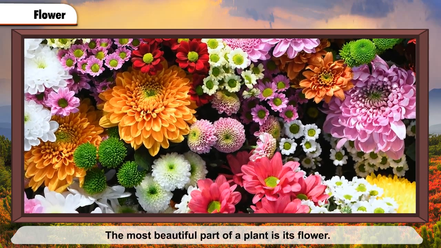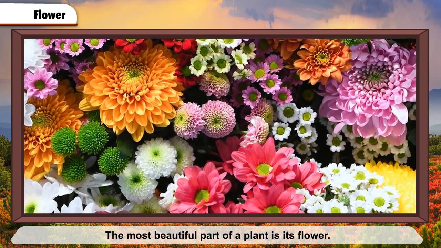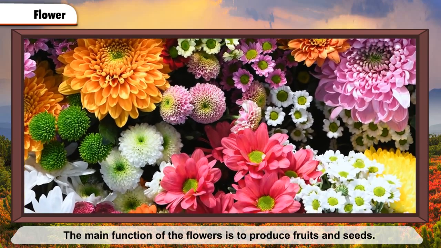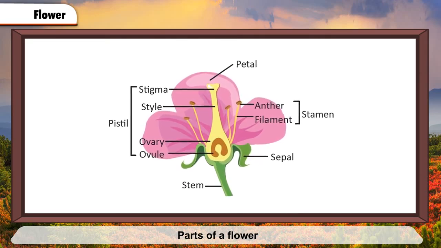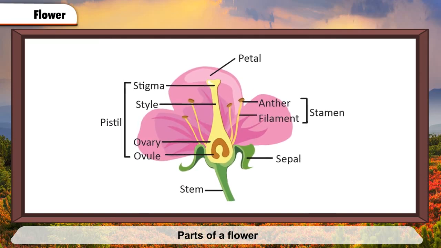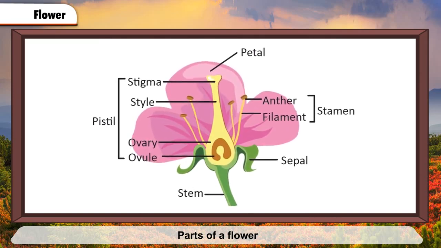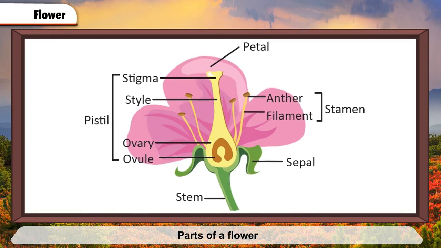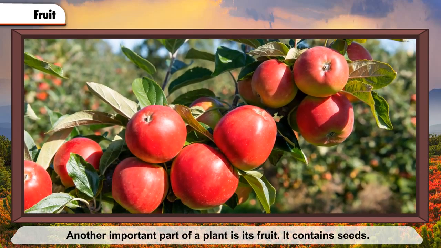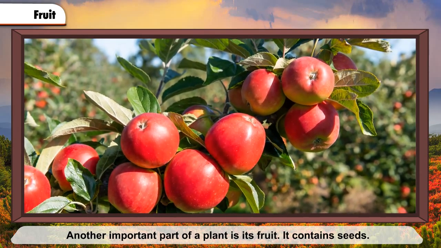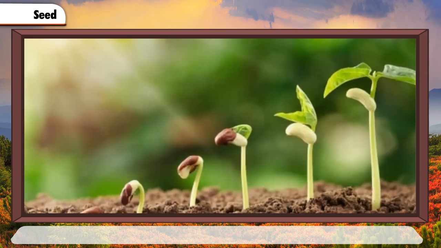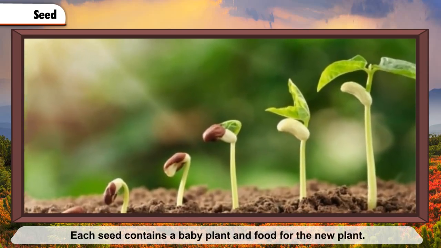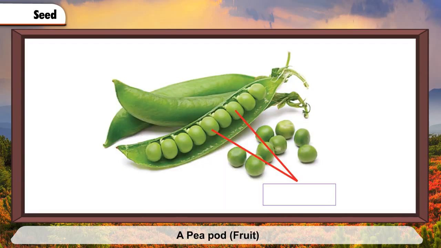Flower. The most beautiful part of a plant is its flower. The main function of the flowers is to produce fruits and seeds. Parts of the flower: stigma, style, ovary, ovule, pistil, petal, anther, filament, stamen, sepal, stem. Fruit. Another important part of a plant is its fruit. It contains seeds. An apple is a fruit. Each seed contains a baby plant and food for the new plant. A pea pod is a fruit.